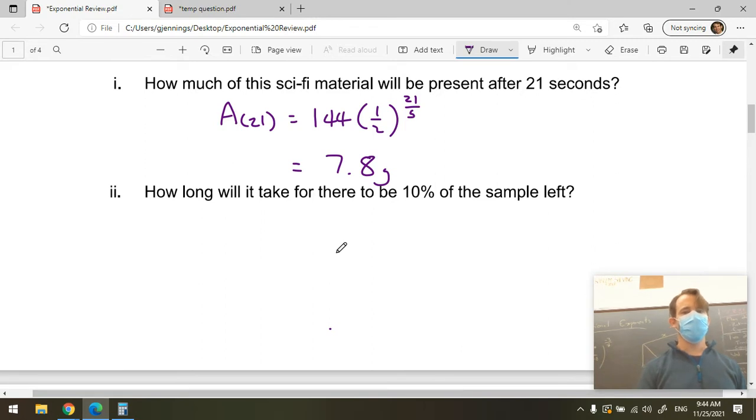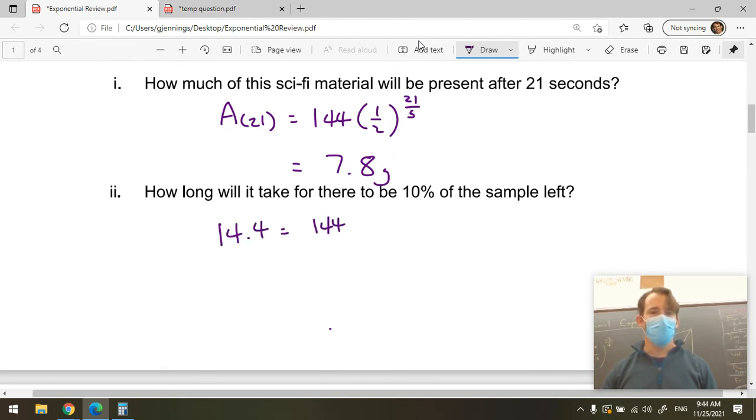Oh, that's much better. So, if I want to know how long it will be for there to be 10% left, what's 10% of 144? So I could do it this way. I could say the amount will be 14.4 is equal to 144 multiplied by 1/2 to the t over 5. Okay, I could do it that way. Why did I do 14.4? Because I said, how long will it take for there to be 10% left?